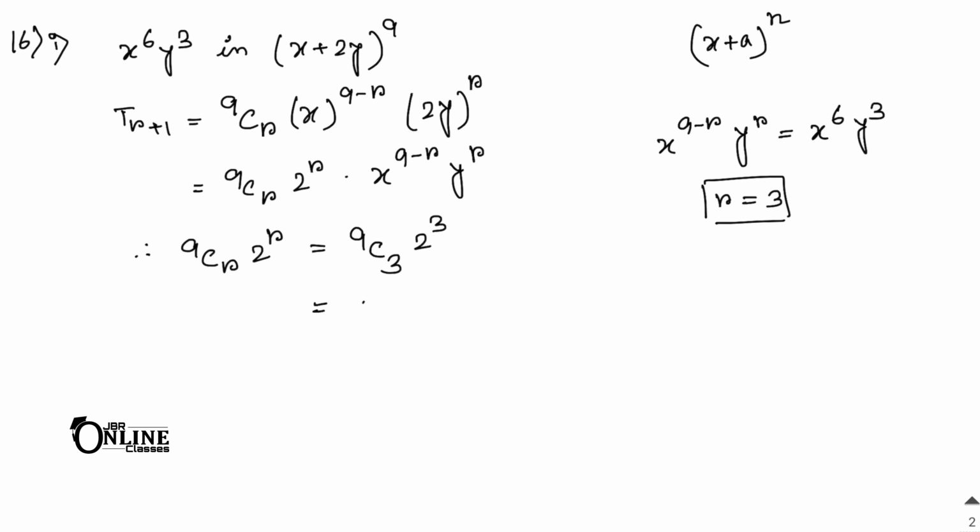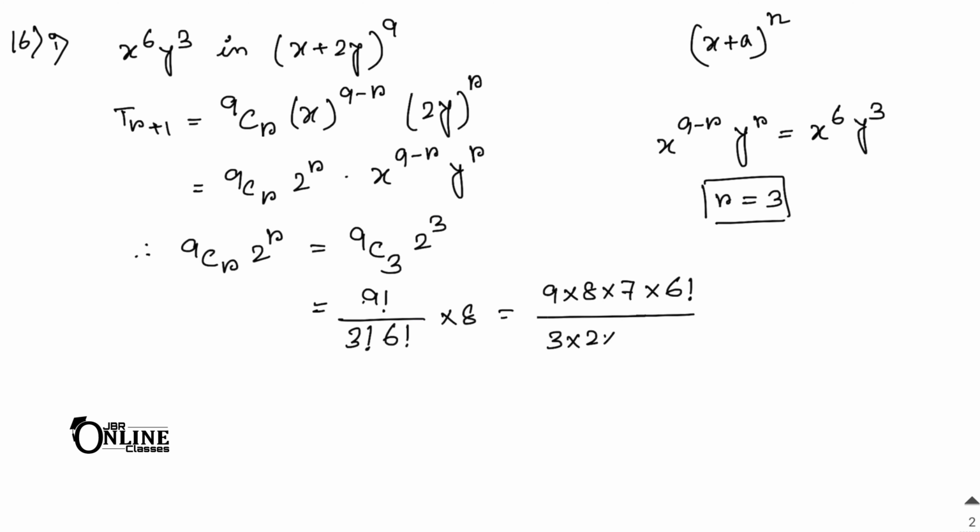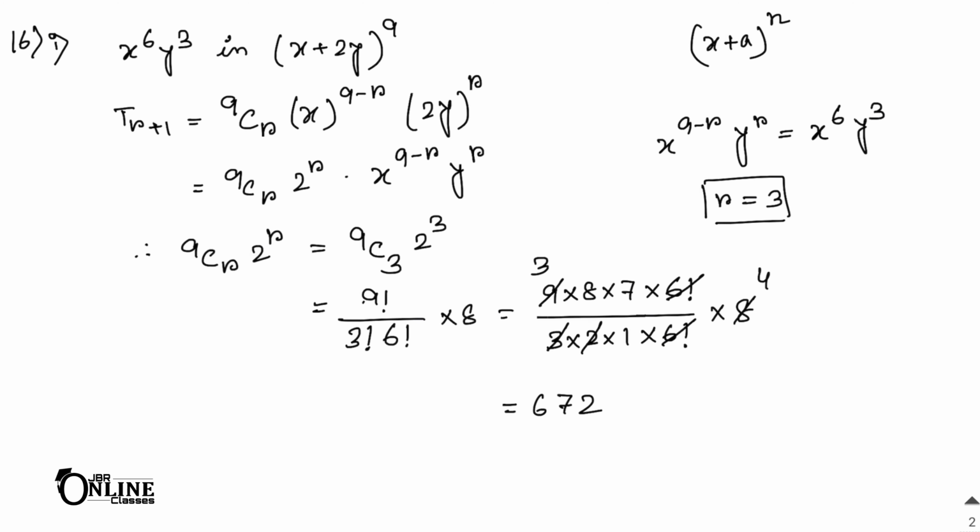Clear? 9C3 means 9 factorial over 3 factorial, then 6 factorial, into 8. So that one equals 9 into 8 into 7, then 6 factorial, 3 into 2 into 1, then again 6 factorial into 8. So 6 factorial cancels out. Here 2 cancels out with 8, it becomes 4. 3 cancels out with 9, it becomes 3. So that means 3 into 4, it's 12, and 12 into 8 into 7, that is 672. So that means 672 will be your answer.